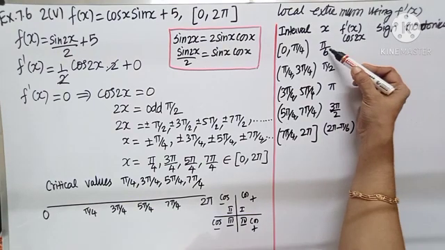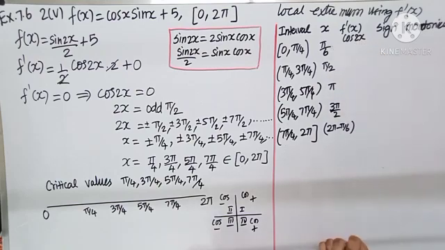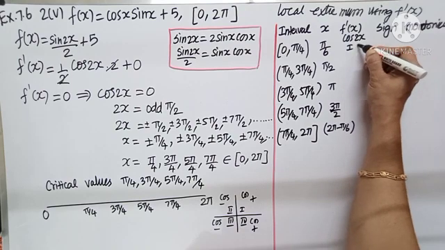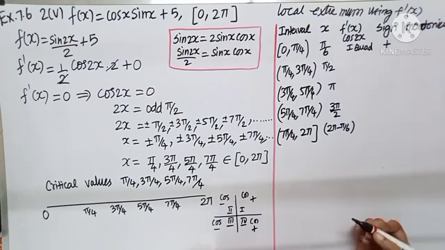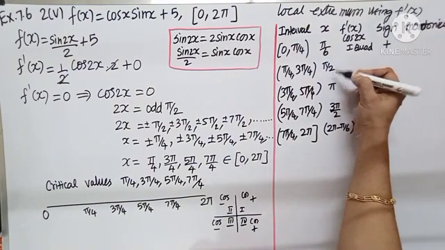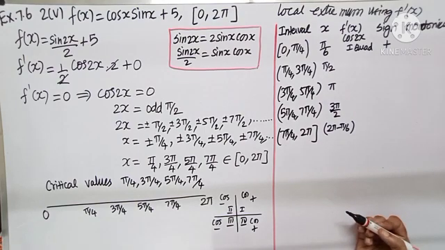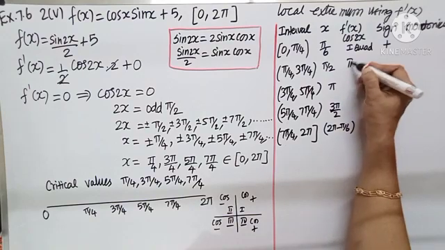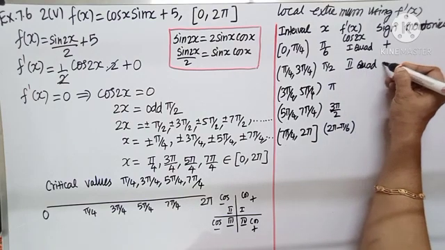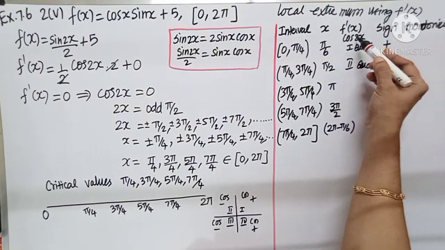Pi by 6 is in the first quadrant. 2x I want. 2 into pi by 6, that is 60 degrees. That is also first quadrant. In the first quadrant cos is positive. When I put pi by 2, cos 2 pi by 2 is cos pi. That is which quadrant? Second quadrant. And in the second quadrant cos is negative. Again when you put pi, cos 2 into pi.